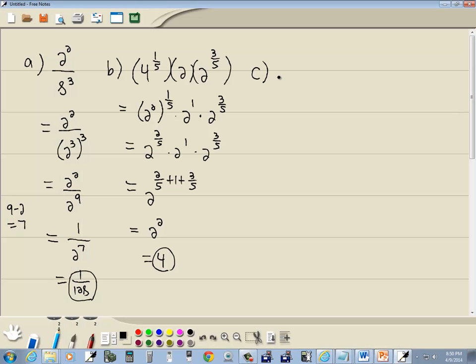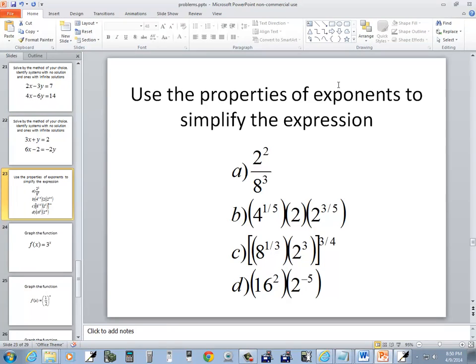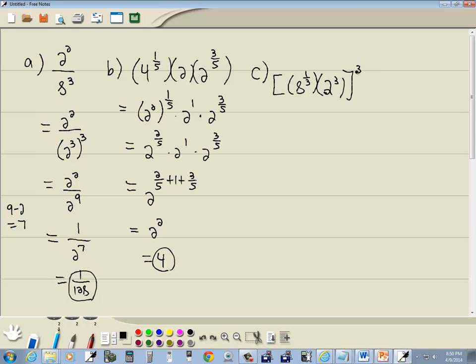Now C. We got 8 to the 1/3 times 2 to the third. So let me get my tablet to work. There we go. And all that raised to the 3/4 power. Again, if these are both 2 to the power, it works out nice. So we're going to rewrite the 8 as 2 to the third. And that 1/3 power is still there. Times 2 to the third, all of it raised to the 3/4 power.